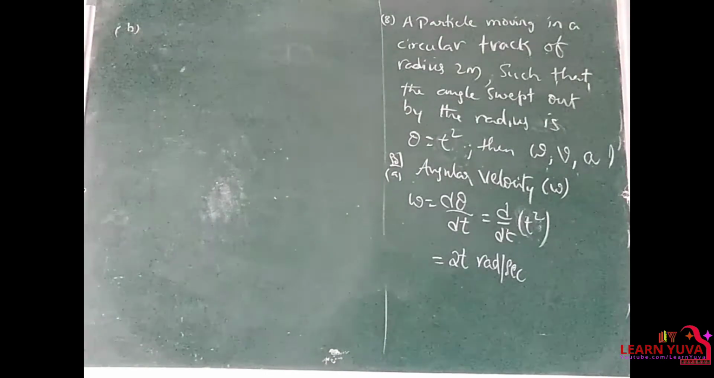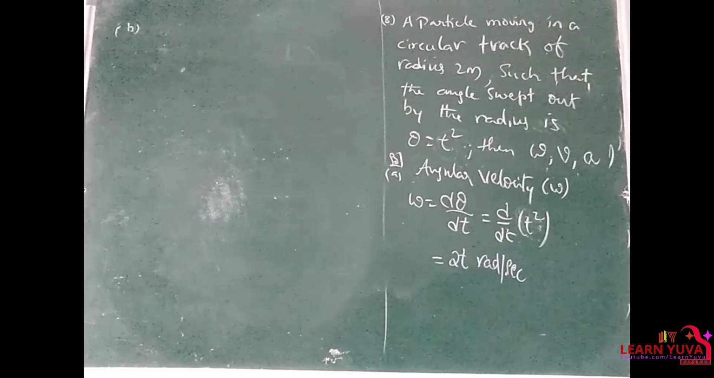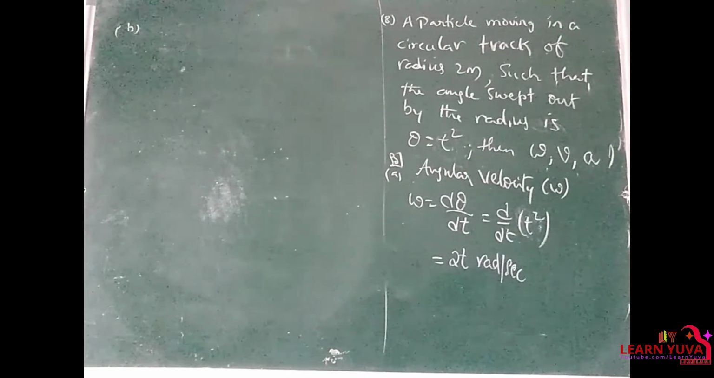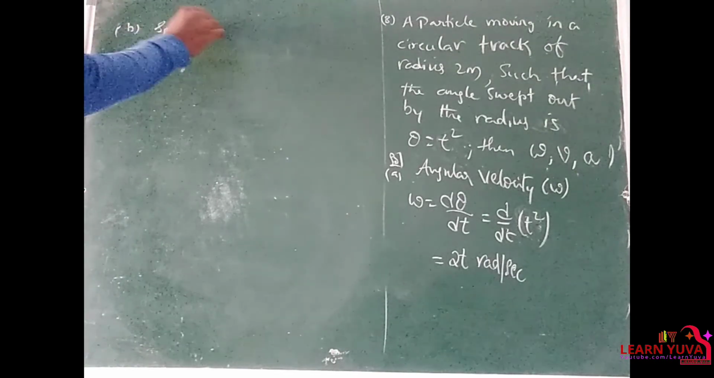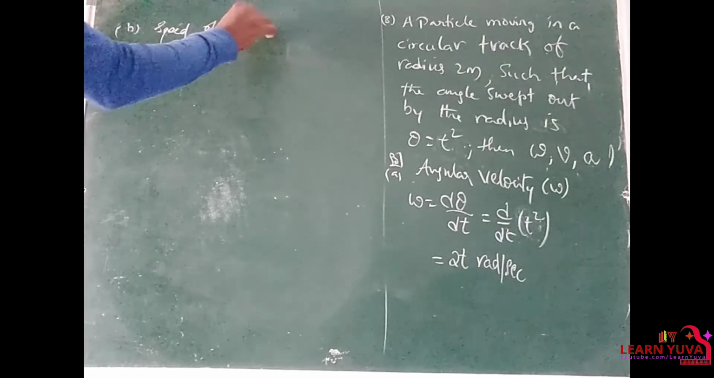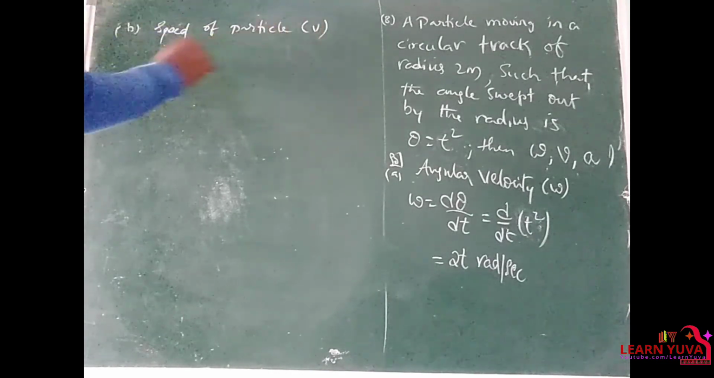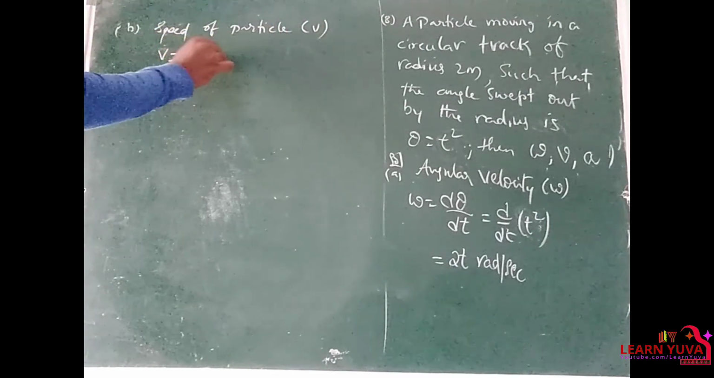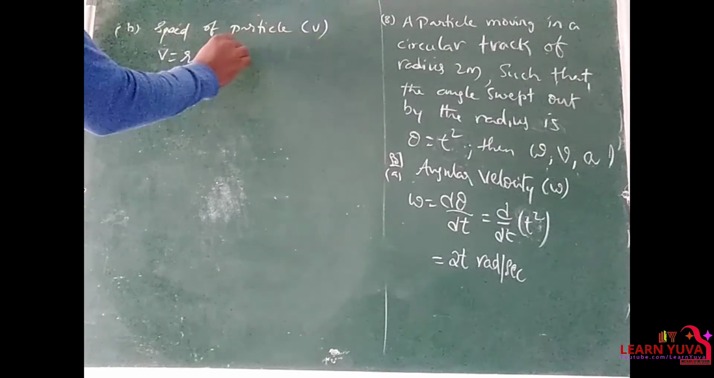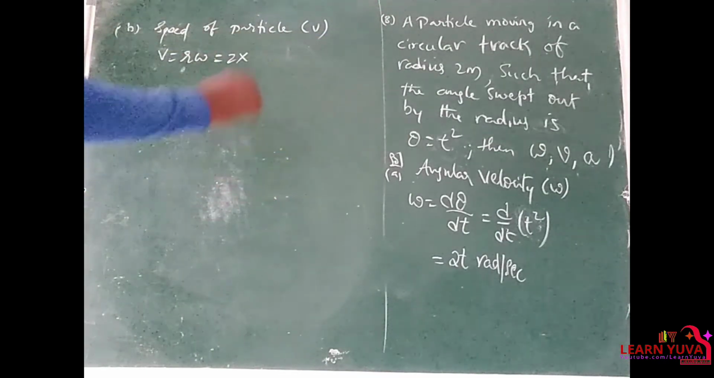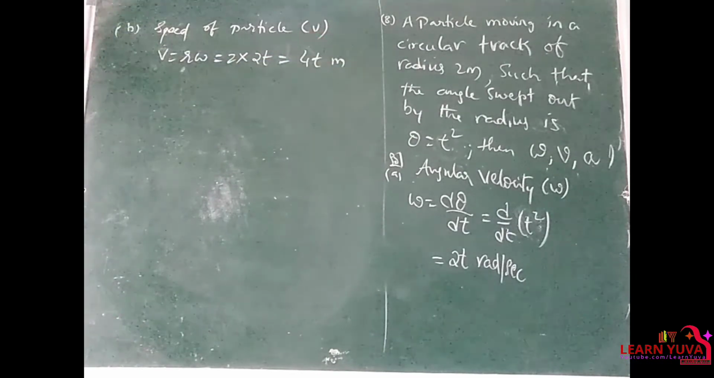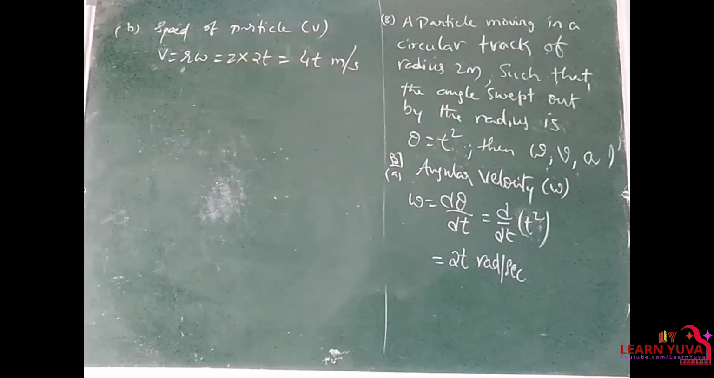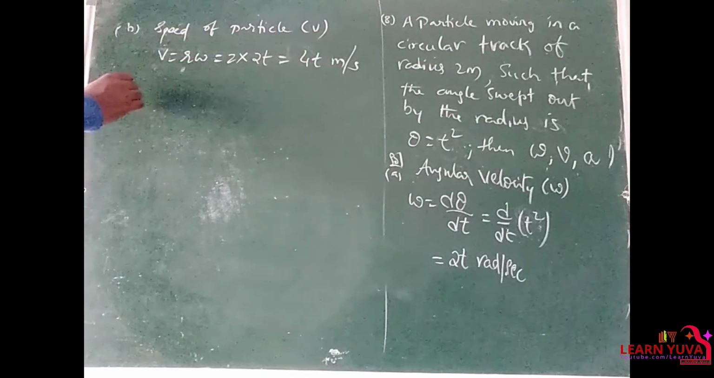Next one is speed of the particle, v. So speed of the particle, v is equal to r omega. The radius given is 2 meters, omega we got 2t, that is equal to 4t meters per second. Clear?